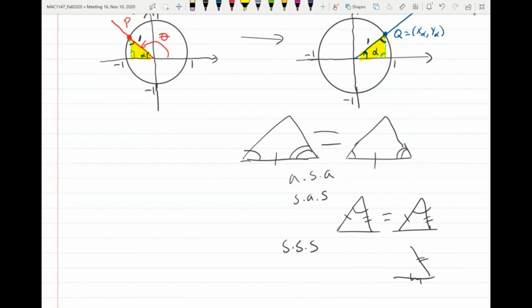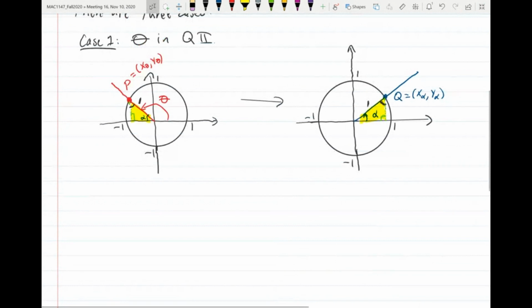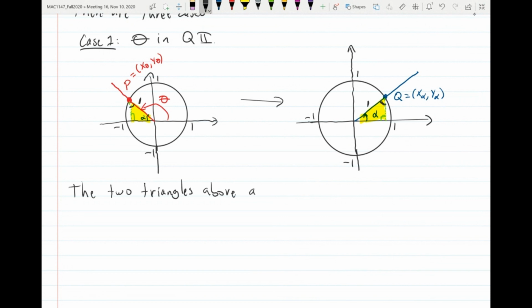All right, so that means that these two triangles that we drew here are equal to each other because of the angle side angle criterion. Okay. All right. So let me write that down. And so the two triangles above, the ones that are shaded in yellow, are equal by the angle side angle criterion.